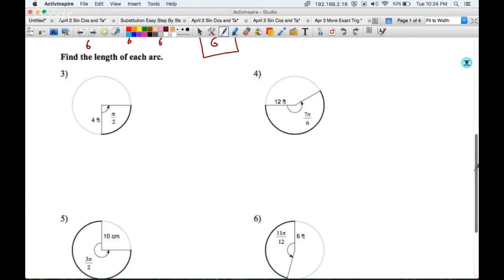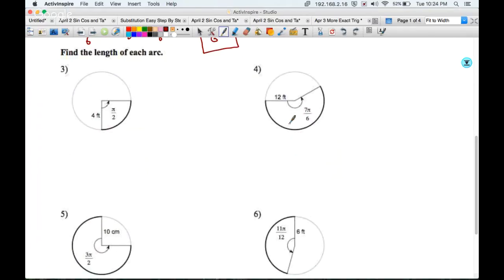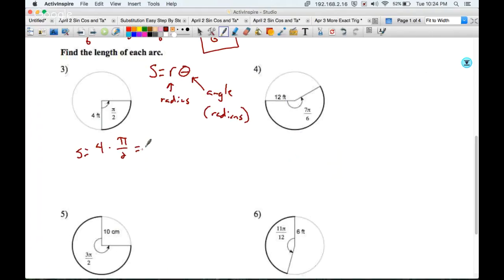Let's get into arc length and sector area. Find the length of each arc. This is a very easy formula. It's just arc length s equals r times theta, r being the radius and theta being the angle, but it's very important that it's in radians or this formula will not work. And we can see in these first examples, they're all given in radians. So s equals 4 times pi over 2. This equals 4 pi over 2, which equals just 2 pi.